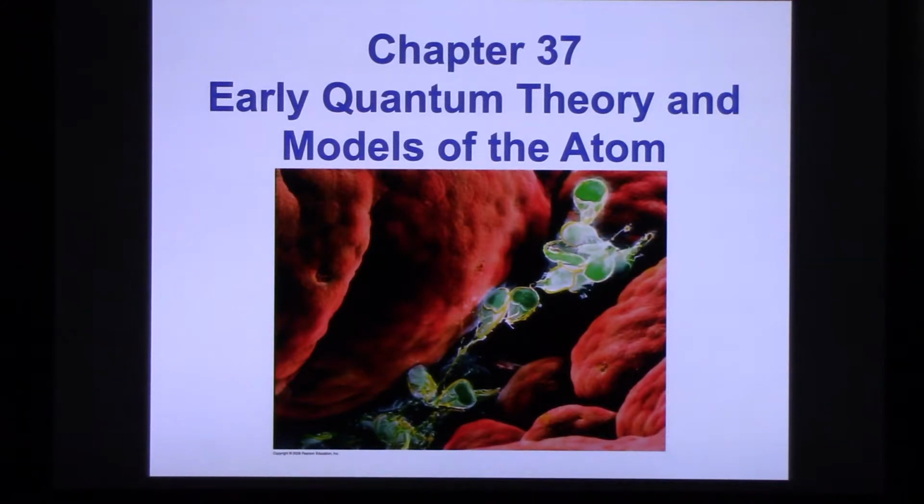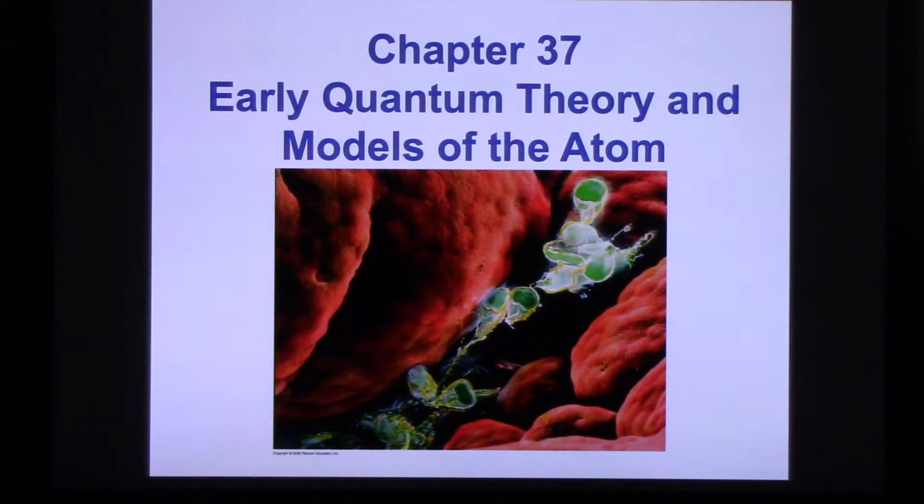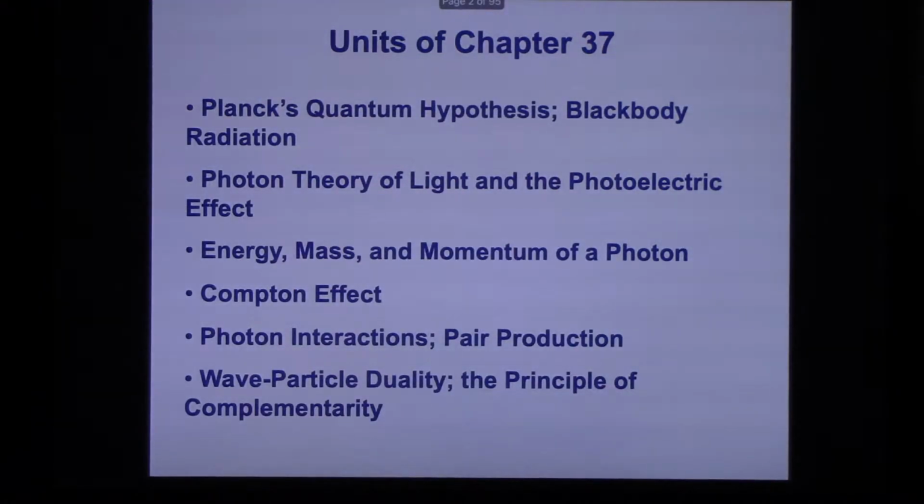Kind of by tradition, I guess, physics textbooks like to tell the story of the development of quantum physics. So chapter 37 is referred to as early quantum theory. And also important in this chapter, we're going to start talking about atoms and the physics of atoms, how we understand atoms. So we're going to talk about models for that. So let's go ahead and get started here.